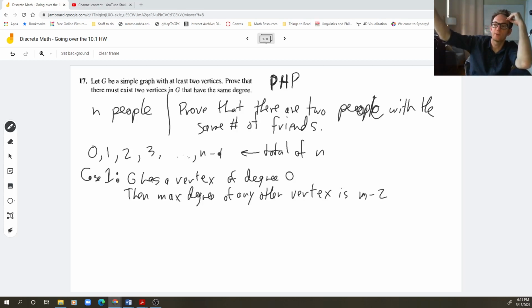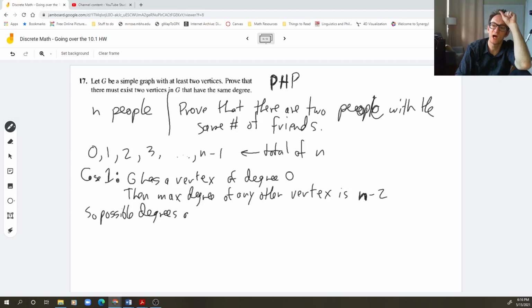Because given some arbitrary vertex, you're not friends with yourself because the graph is simple, and therefore there are n minus 1 other vertices which you could potentially be friends with, but you're simply not adjacent to this vertex of degree 0, and therefore at most you can be adjacent with n minus 2 other vertices. And so the possible degrees are 0, 1, 2, all the way up to n minus 2.